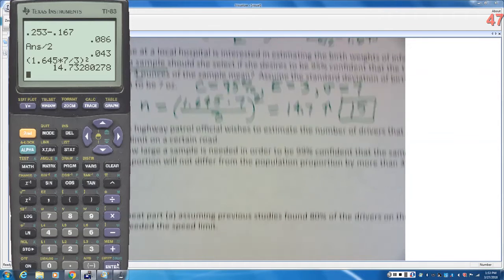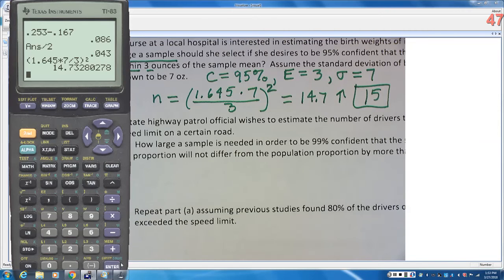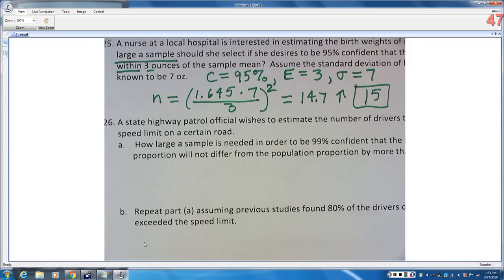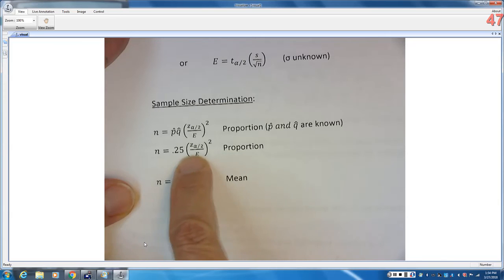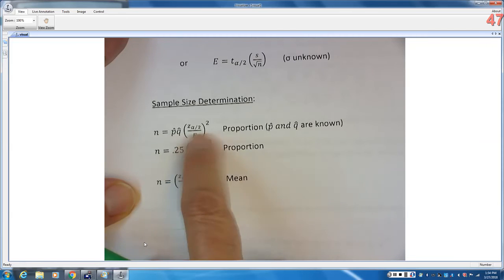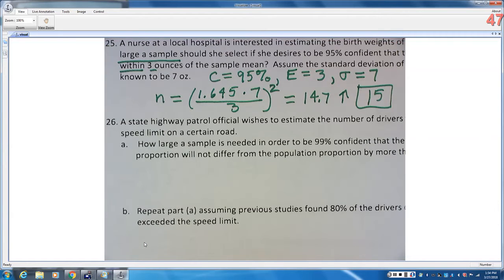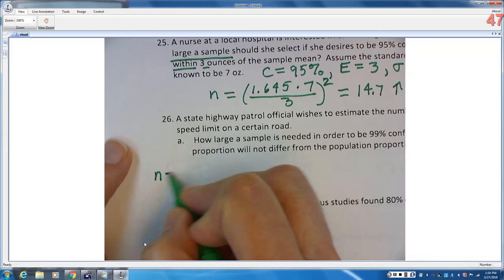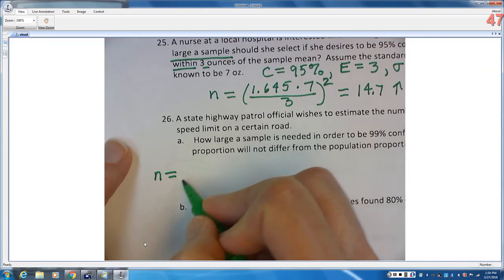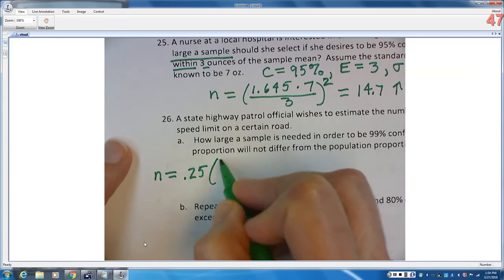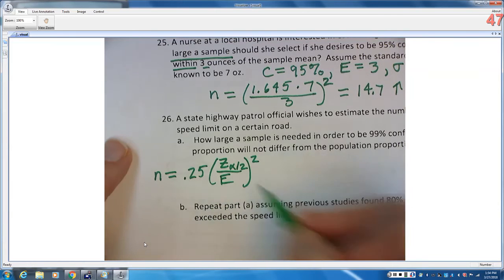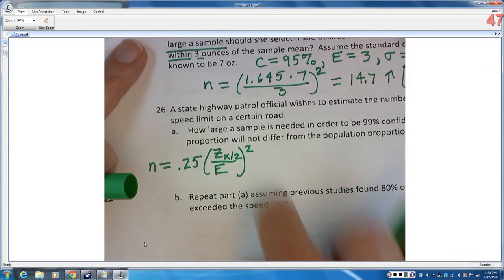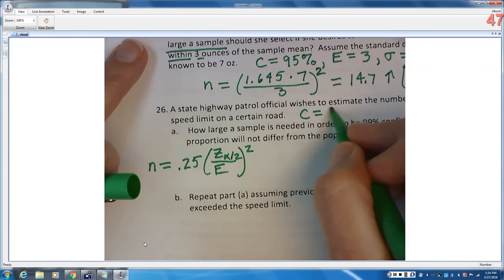What's the next one? It's finding sample size for proportions. So there it is, here are the formulas. If we don't have an estimate for p hat, we're going to use this one. If we do have an estimate for p hat, we're going to use this one. So the formula is n. On this one, we don't know p hat, so we're going to use 0.25 times the critical value divided by E squared. Okay, so how large a sample is needed to be 99% confident?